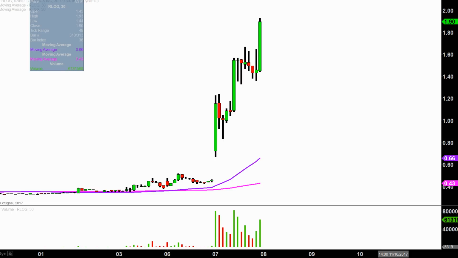Again, each one of these represents 30 minutes. I bring that up because you look right here at the final 30 minutes of the day, you can see volume came surging back in, and then the price action up there. Very, very nice final candle for that last portion of the day.